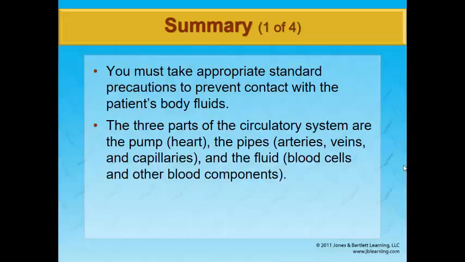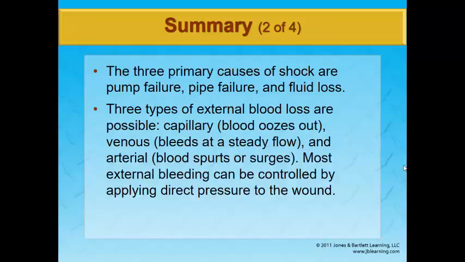Looking at our summary, make sure that you take standard precautions anytime dealing with somebody's body fluids. There are 3 parts of the circulatory system: the heart, the vessels, and fluid. We think a little bit of the pulmonary system. That's why we talk about the cardiopulmonary system a lot. The 3 primary causes of shock are pump failure from something like a heart attack or cardiac arrest, pipe failure from rapid vasodilation, and then fluid loss, which is going to be the most common.